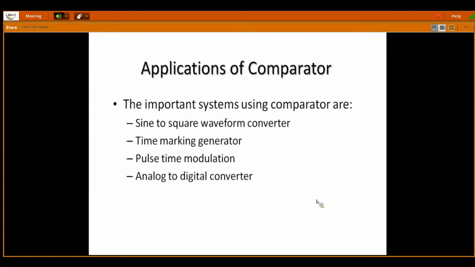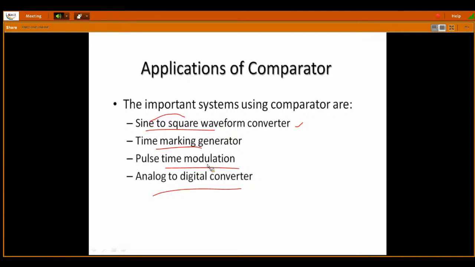Now what are the applications of the comparator? There are some applications for the comparator. A very important one is that the comparator is used as a sine wave to square wave converter. We use this in the analog laboratories. To convert a sine wave to a square wave, we use a comparator, and we also use it in time marking generators, pulse time modulation and analog to digital converters. The IC people will use these terms in the coming sessions. What is an ADC, what is a PTM, pulse time modulation, they will be aware of all of that. But for now, just note down the applications of the comparator.